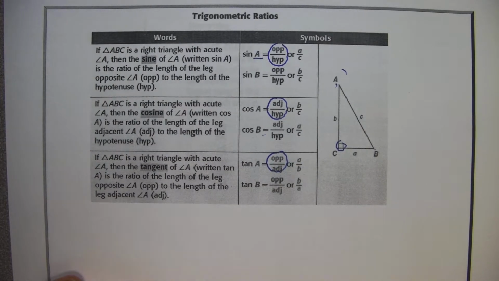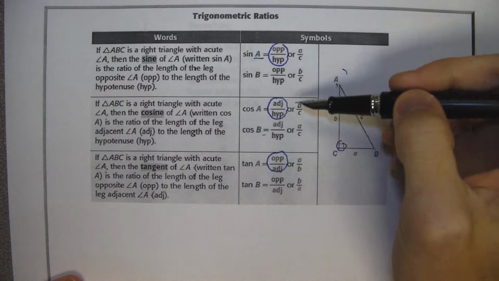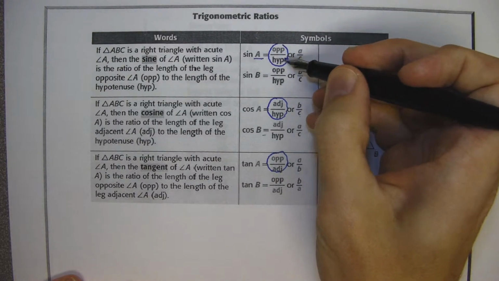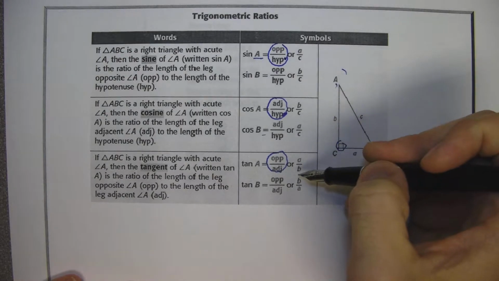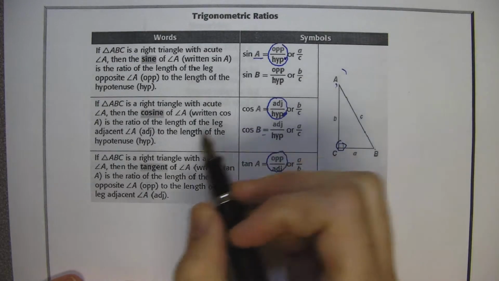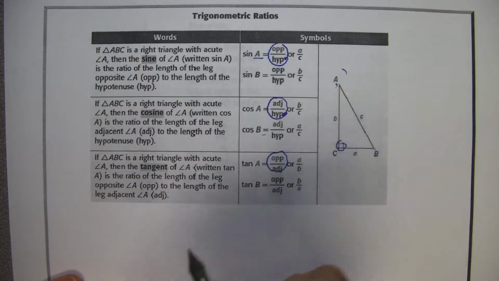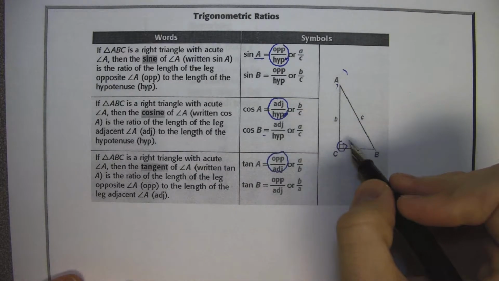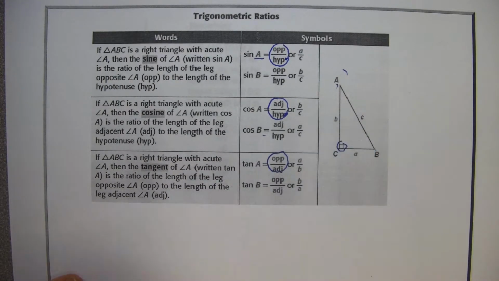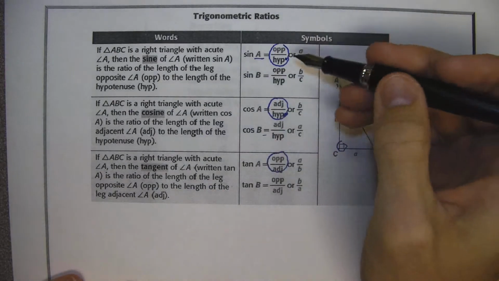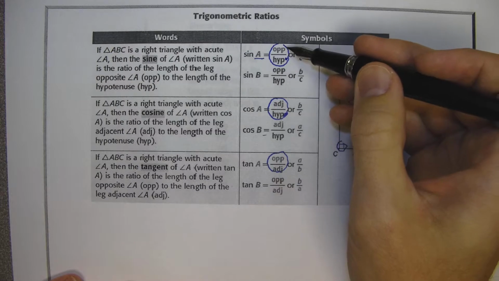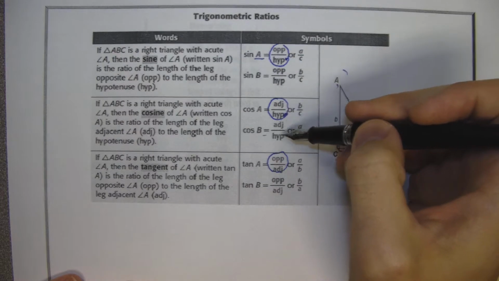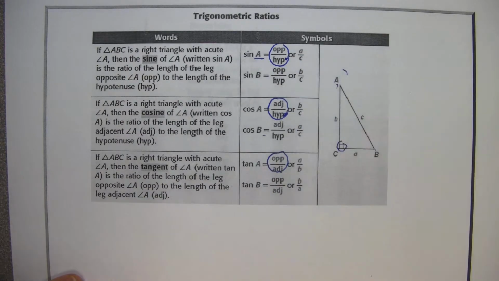So notice something here real quick. Both sine and cosine deal in hypotenuse. Okay? Tangent does not. Tangent is our only trig ratio at this point that does not deal in the hypotenuse. It deals with the opposite side over the adjacent side. If you look at sine, while it deals with the hypotenuse, it only deals in the opposite side. And if you look at cosine, while it does deal in hypotenuse, it only deals with the adjacent side.